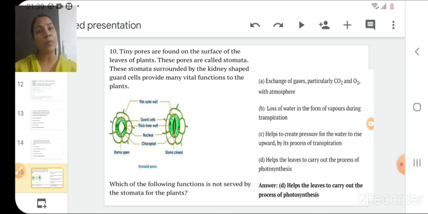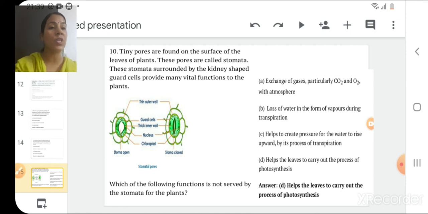Now another type of question is based on a diagram. So go through this. Tiny pores are found on the surface of the leaves of a plant. These pores are called stomata. These stomata, surrounded by kidney-shaped guard cells, provide many vital functions to the plants. Here the structure of that guard cell is also provided. Now the question is based on this explanation. Which of the following functions is not served by the stomata for the plants?